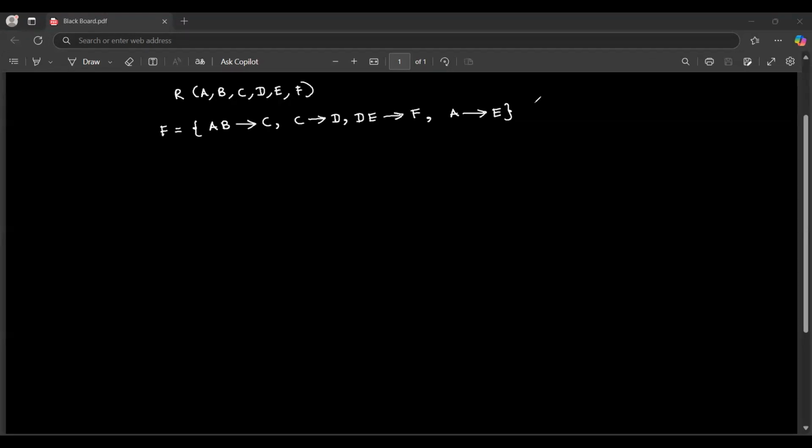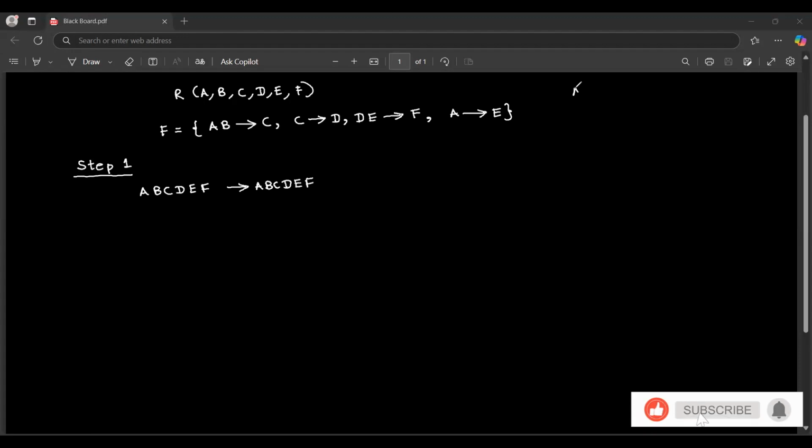Now let's do this question. In this question, we have 6 attributes and some of the functional dependencies. So first of all, we have to find out the super keys that are possible. So we'll start with A, B, C, D, E, F functionally determines A, B, C, D, E, F.